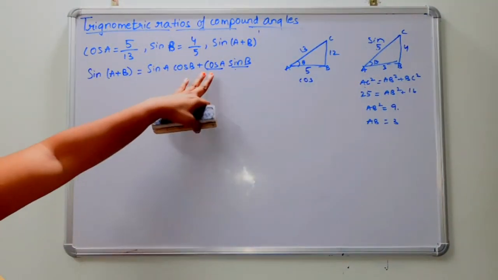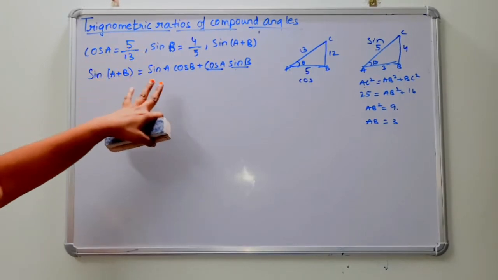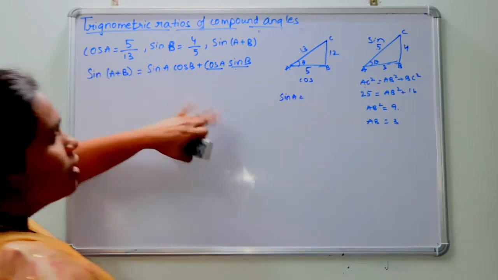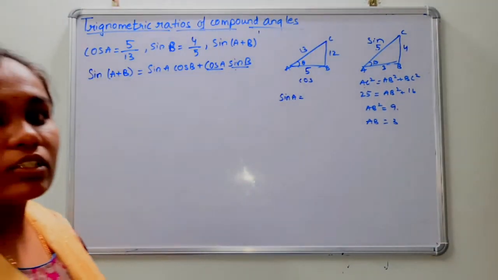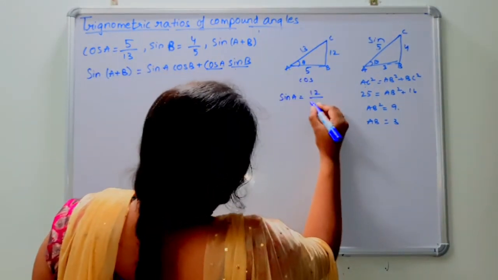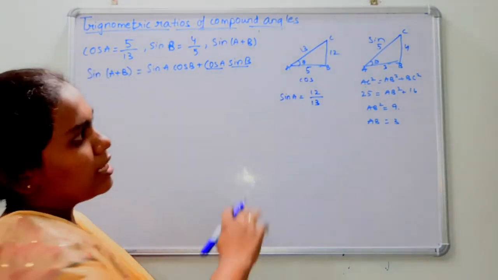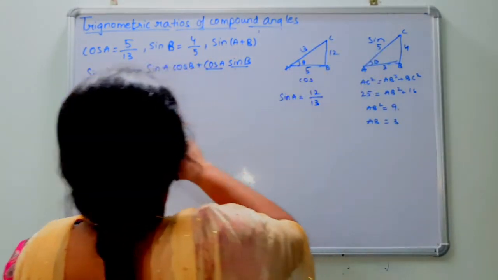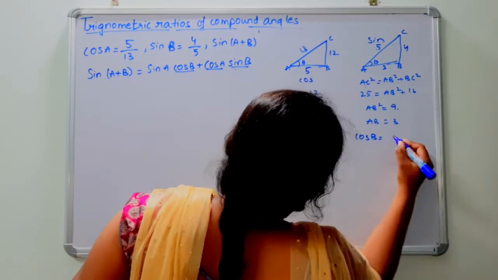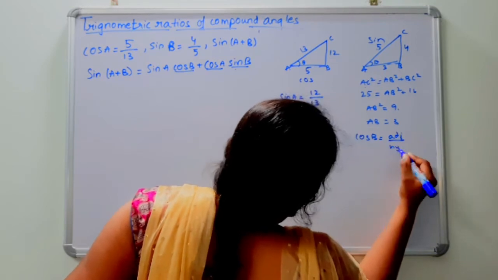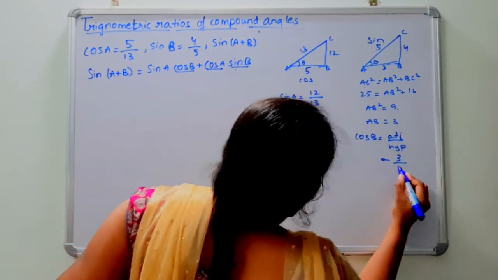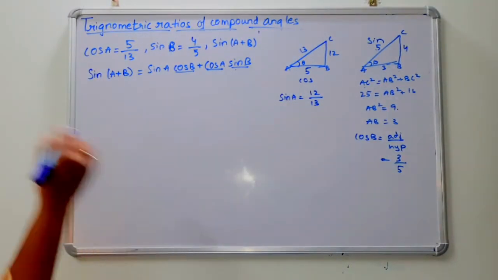So we already have cos A, which is 5 by 13. Let's find out sin A. What is meant by sin theta? Sin theta is opposite side by hypotenuse. What is the opposite side? 12 by hypotenuse, which is 13. We already have sin B, and we don't have cos B. Cos B will be equal to adjacent side by hypotenuse. What is the adjacent side? 3. And what is the hypotenuse? 5. So 3 by 5.